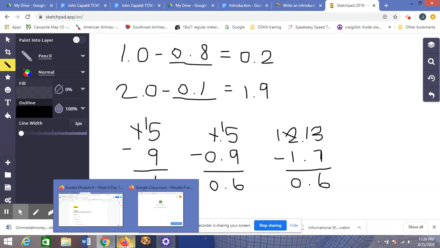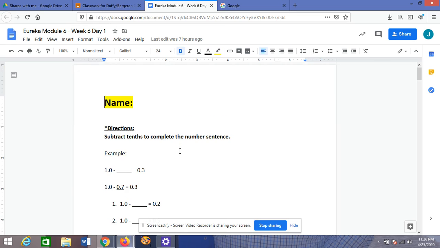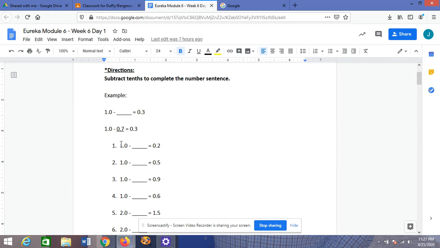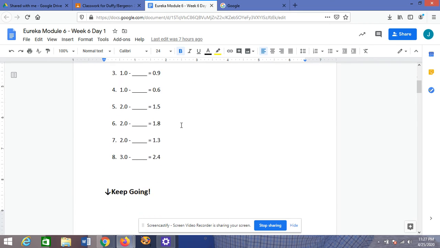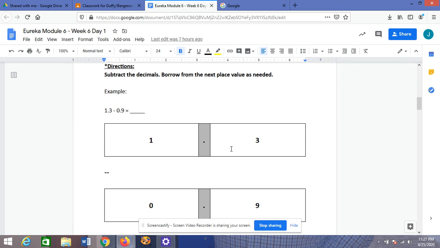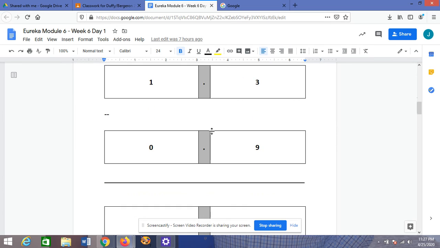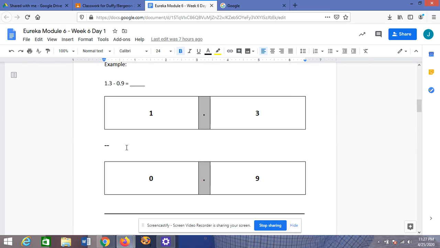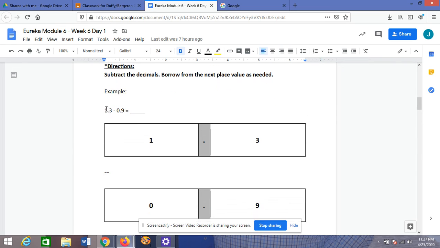So it's pretty easy, right? On your work today, you'll have that first section where you got to subtract the right amount of tenths from the whole number to complete the number sentence. And then it's going to be the same format like we did. Trying to show how you borrow on the Google Docs is going to be a little tricky, but I didn't do the example yet, so I could show you how to do it. So say you get the problem 1 3/10 minus 9/10.